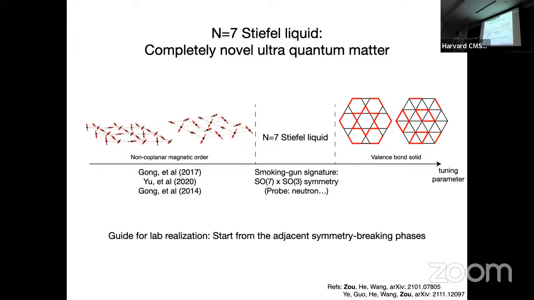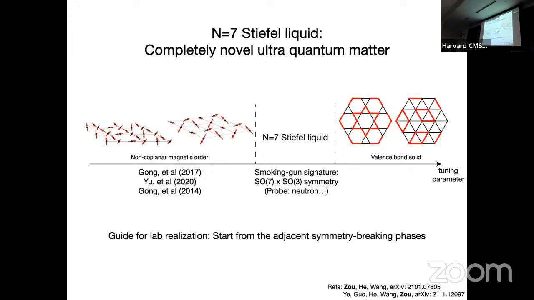So let me show you some examples. Let's first look at this n equal to 7 stable liquid. I want to highlight two particular realizations we found. One is on the Kagome lattice V1/2, the other is on the triangular lattice V1/2. The reason I want to highlight these two examples is because from the symmetry embedding pattern, I'm able to figure out the symmetry breaking pattern of these nearby adjacent phases.